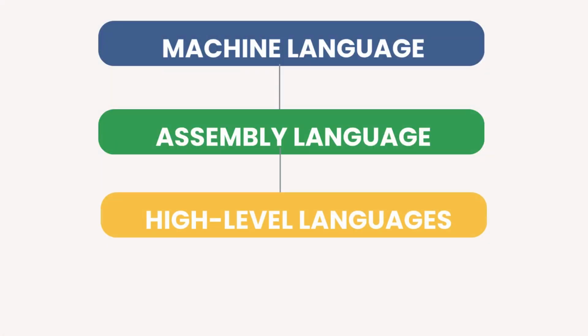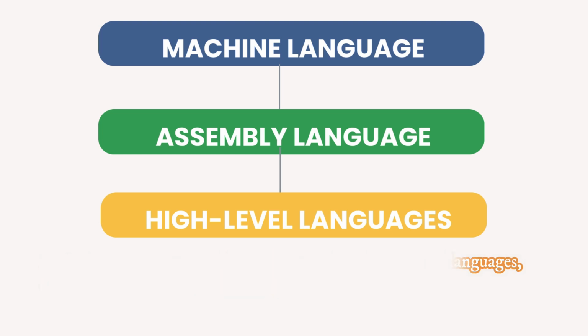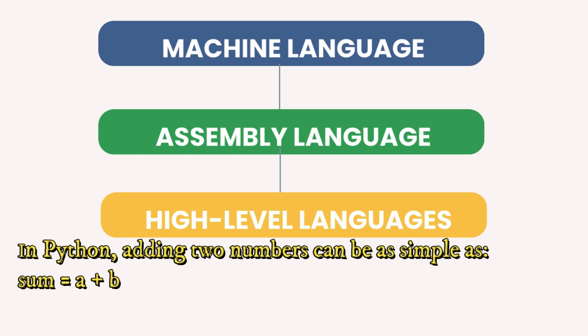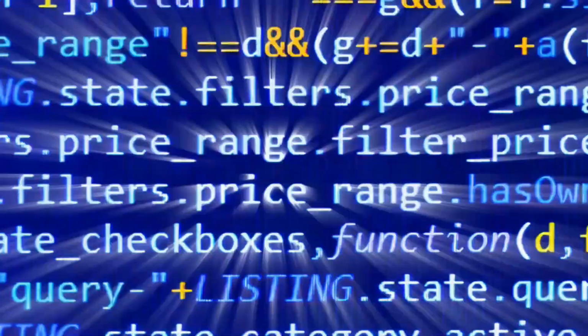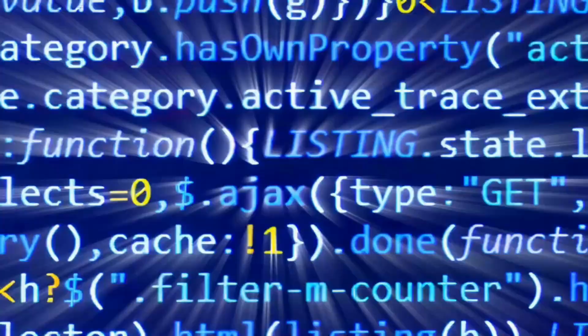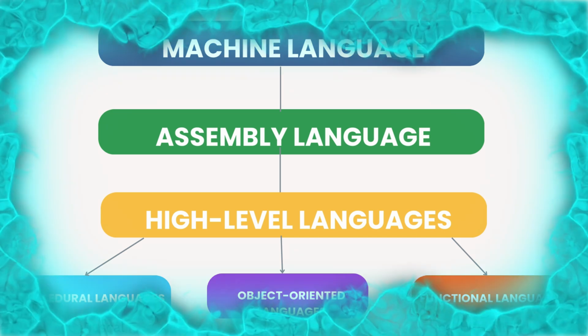3. High-level languages. High-level languages are the third generation of computer languages, and they are the most widely used today. These languages are much closer to human language, making them easier to learn and understand. For example, in Python, adding two numbers can be as simple as sum = a + b. Unlike machine or assembly language, high-level languages are platform independent. This means you can write the same code, and with the help of a compiler or interpreter, it can run on different computers. Examples include Python, Java, C++, JavaScript, and many more.